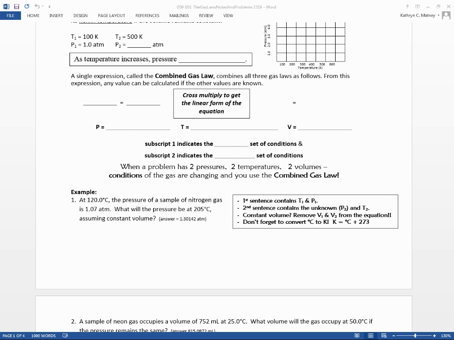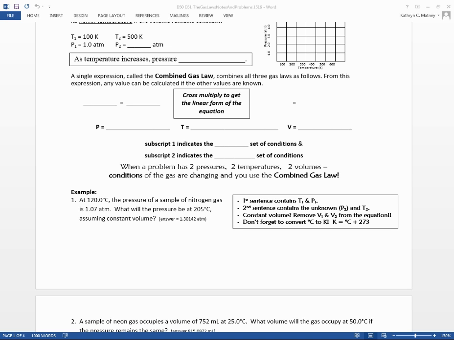Going back to here, this means pressure. And the units of pressure are going to be, I'll put that over here. The units of pressure can be atmospheres. It can be millimeters of mercury. Or the units of pressure can be kilopascals. All three of those are pressure units.